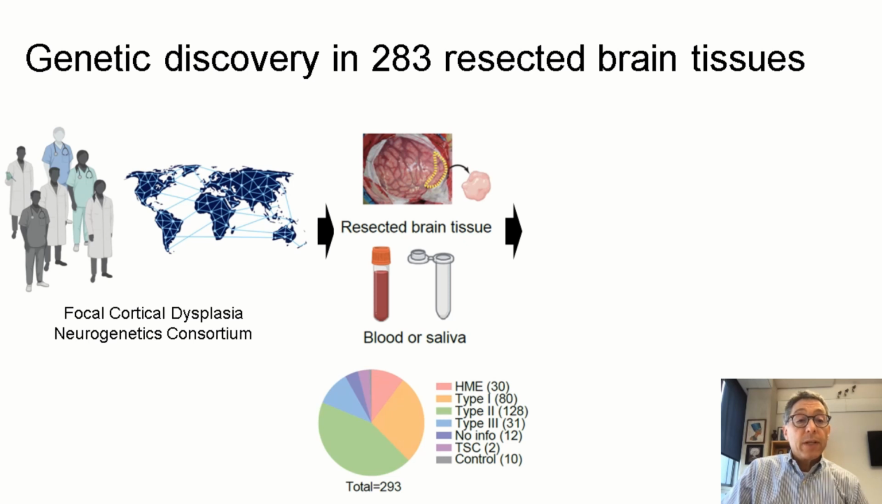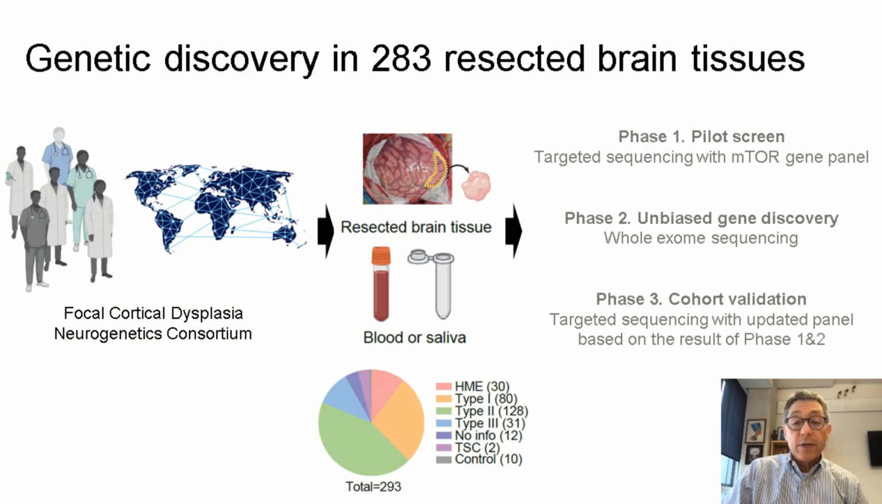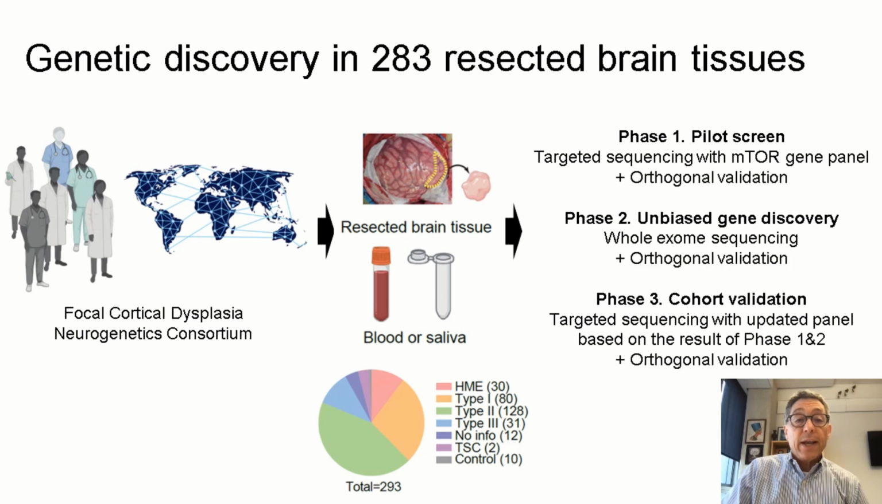Using brain sample and comparing with blood or saliva, we were able to do 3 phases. The first was a pilot screen where we targeted genes in the mTOR pathway. The second was an unbiased evaluation of potentially new candidate genes. And the third was a cohort validation phase. And after each of these phases, importantly, we performed orthogonal validation.